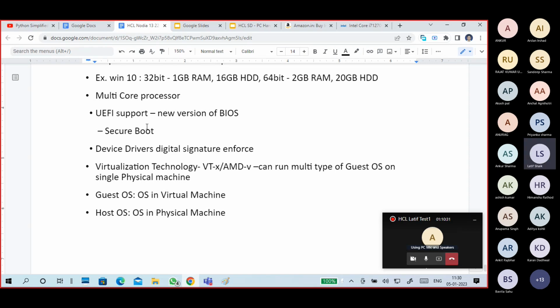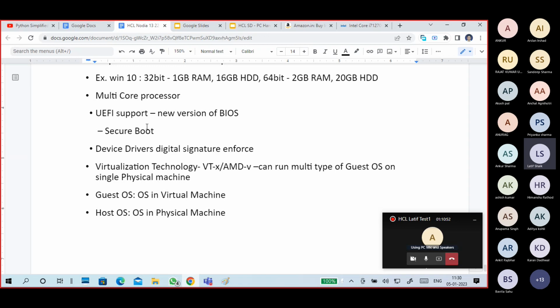Okay, it supports UEFI, which is a newer version of BIOS. BIOS is nothing but your ROM. BIOS is a program, which is firmware in your ROM chip. The next level of BIOS is UEFI. Here, device digital signature enforcement is there.